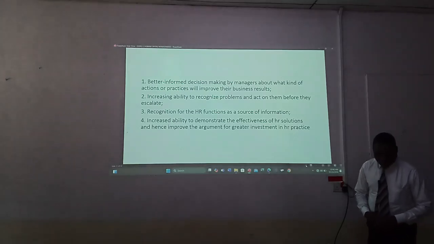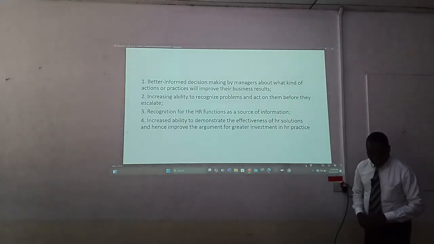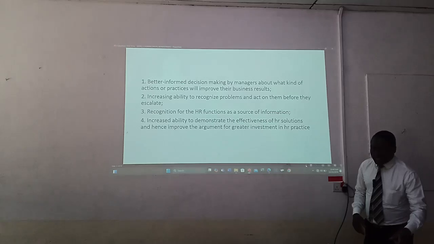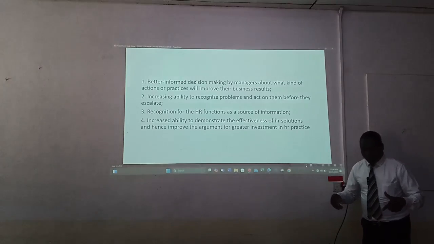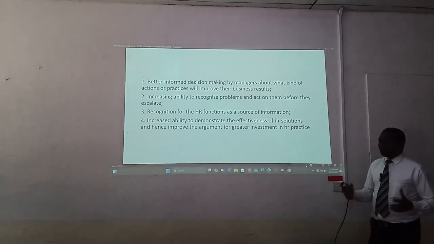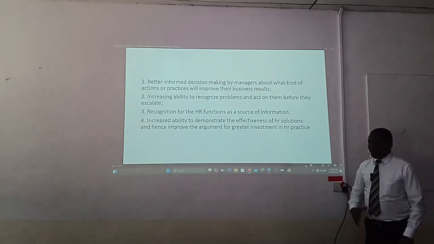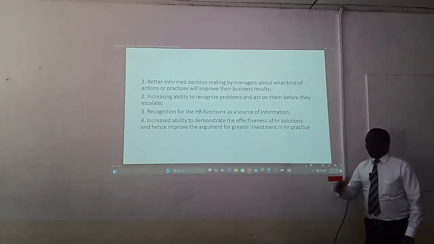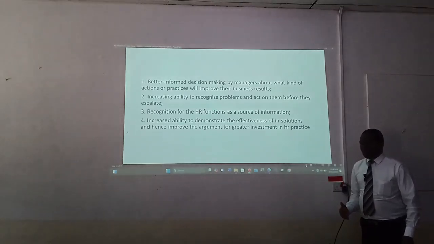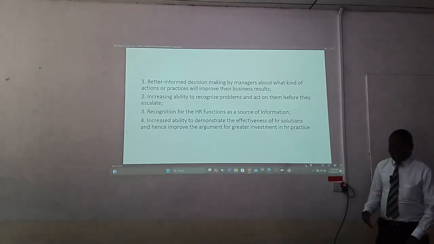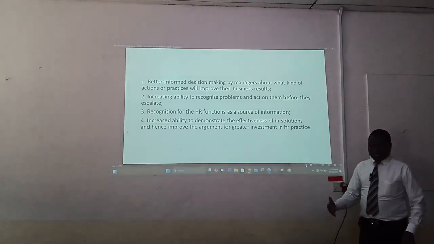Another benefit, increased ability to recognize problems and act on them before they escalate. So a reporting system helps you to recognize the problems that are there as soon as possible, before that problem goes to that extent where now you cannot control it. So through reporting, you are able to recognize the problems and act on them before they are escalated.